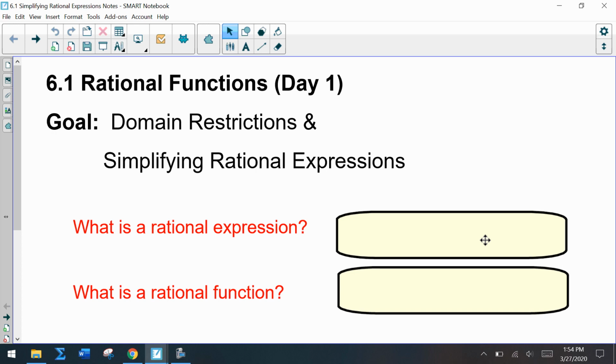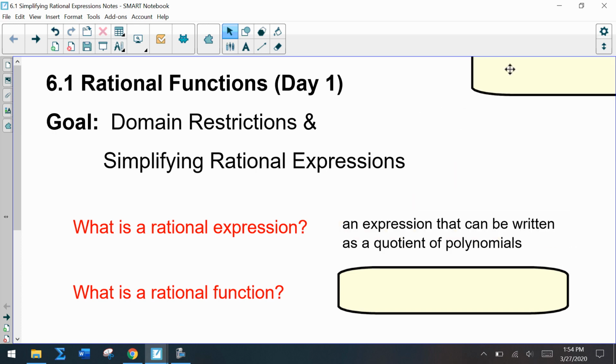And then after we complete all of that work, we will begin to graph rational functions and see what they look like. Today we're going to have a little sneak peek as to what graphs of rationals look like, but first we're going to talk about what a rational expression is. And we just finished our polynomials unit, if you can think back to early March. But a rational expression is an expression that can be written as a quotient of polynomials.